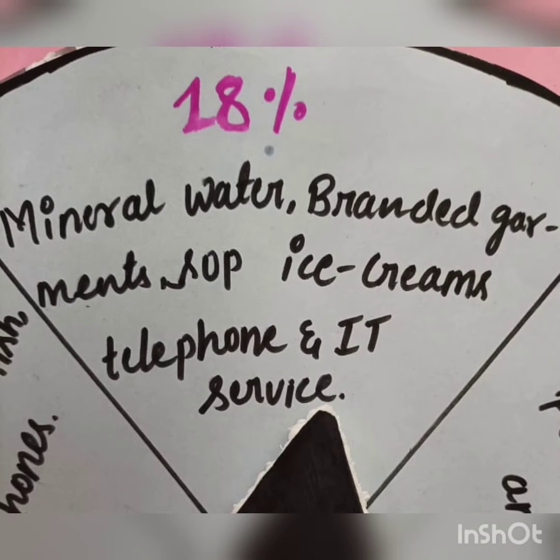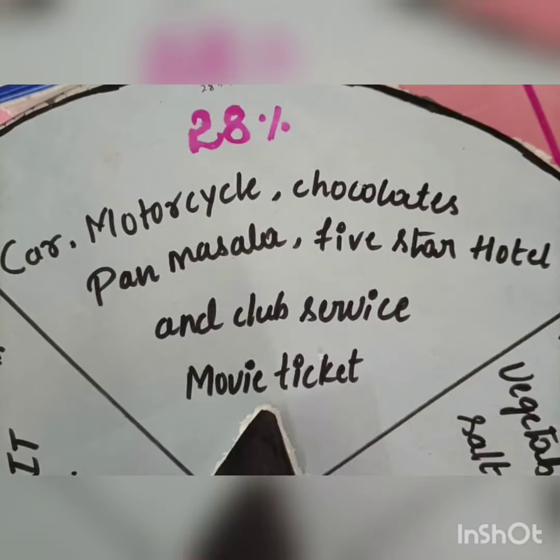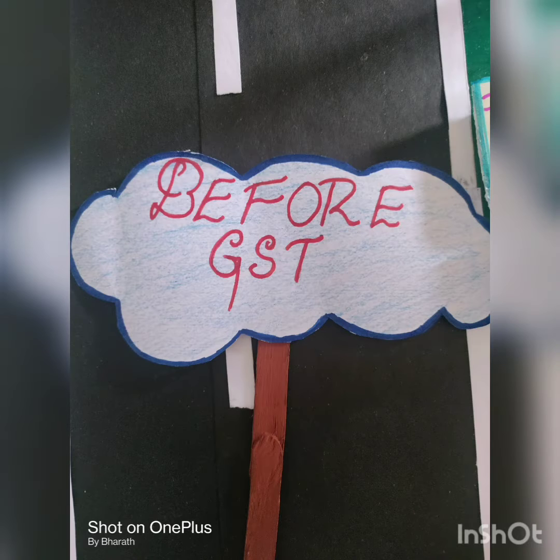And under 18% we include maximum goods and services plus standard rate items, mineral items, branded garments, soap, ice creams, etc. Under 28% we include all the luxury items and tobacco like car, motorcycle, chocolates, pan masala, etc. And now I will explain the previous and current taxation system. So let's start with the previous taxation system.